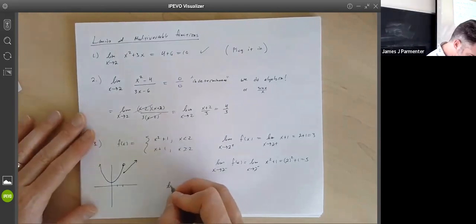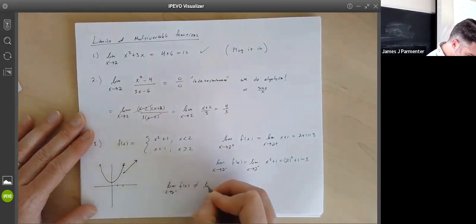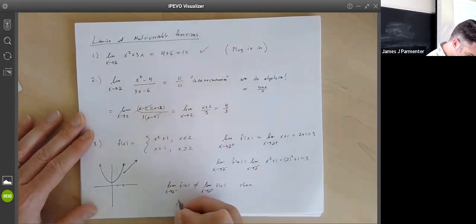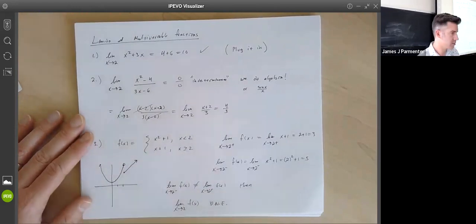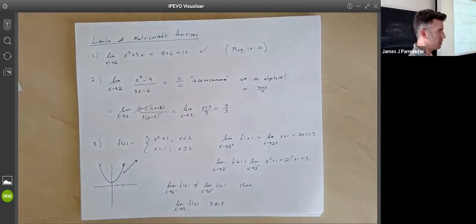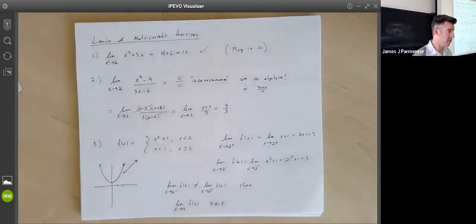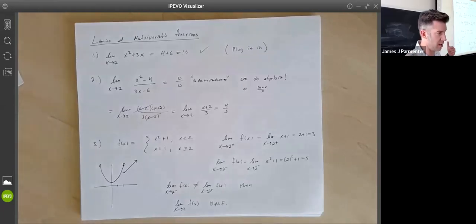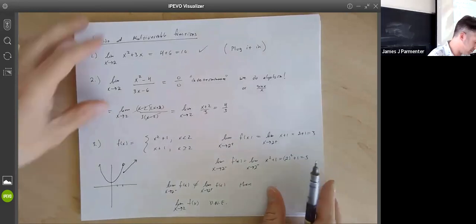So the limit as x approaches 2 from the left does not equal the limit as x approaches 2 from the right. Then the limit doesn't exist. Okay, so those are kind of the things to remember when it comes to limits. If you can plug it in, get a result, good. If you get a 0 over 0, you need to do some sort of work. And then if you have limits from different directions approaching different values, that means the limit doesn't exist.